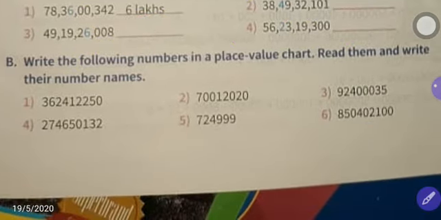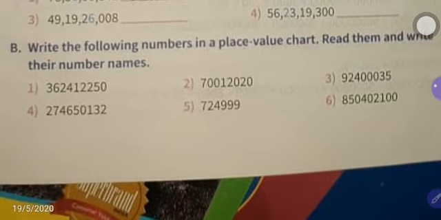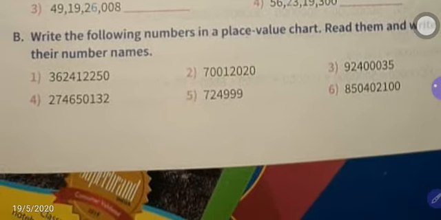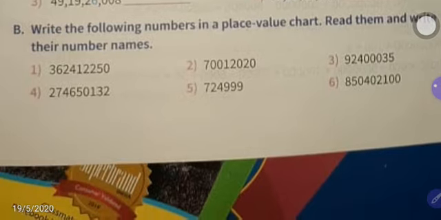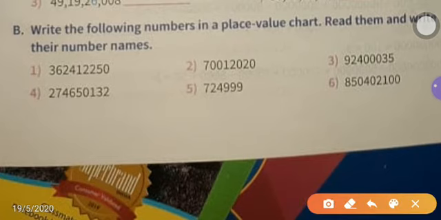B number: write the following numbers in place values and write their number names. Using both systems, the Indian system and the international system, we will write this number. The first one I am showing, the remaining you have to do. What is given in the first one? 3 6 2 4 1 2 2 5 0.